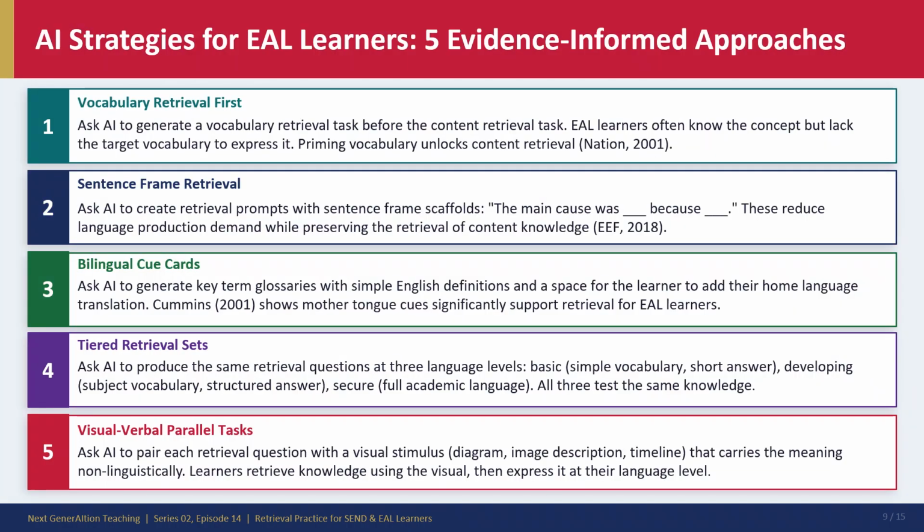Now, 5 strategies specifically for EAL learners. These are grounded in the language acquisition research we covered earlier, particularly Cummins, Nation, and the EEF guidance. Strategy 1 is vocabulary retrieval first. Ask AI to generate a vocabulary retrieval task before the content retrieval task. Nation's research on vocabulary learning is clear. EAL learners often have the content knowledge, but may lack the target vocabulary to express it. Priming vocabulary in the first few minutes of a starter unlocks the content retrieval that follows. The vocabulary task is not the main event, it's the key that opens the door.